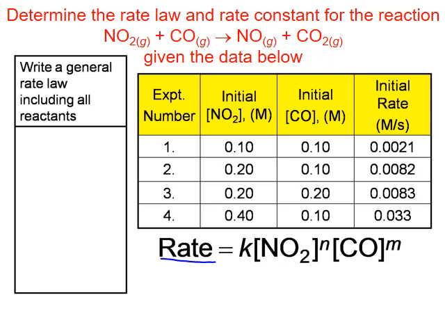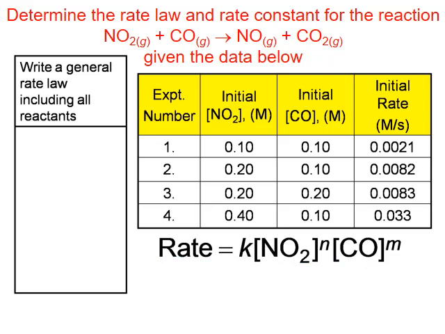It's rate is equal to your rate constant, and then you're going to substitute in whatever your reactants are, their concentrations, raised to those general orders. And we're going to solve for the nitrogen dioxide order separately from the carbon monoxide order. So we're going to do two sets of comparisons here, one for nitrogen dioxide and one for carbon monoxide. And let's start with the nitrogen dioxide.